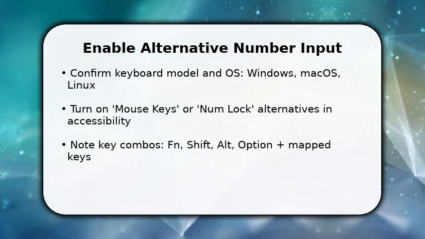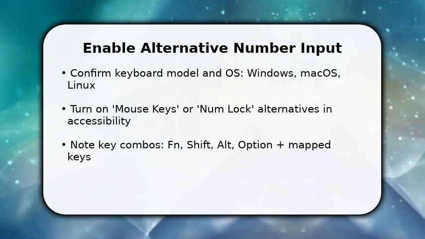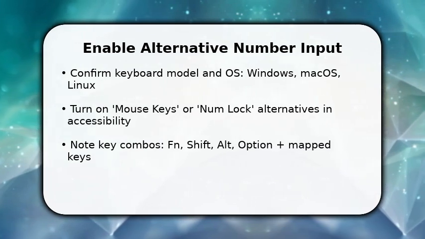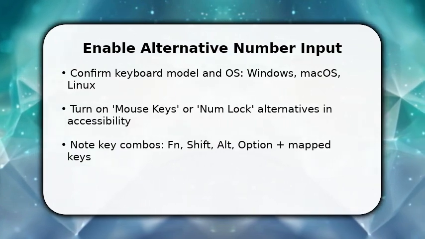Once done, open keyboard settings and locate numeric mapping options so you can assign numbers to letter keys or a function layer. Make sure to test a few numbers immediately to confirm the mapping works before proceeding to remap permanently.